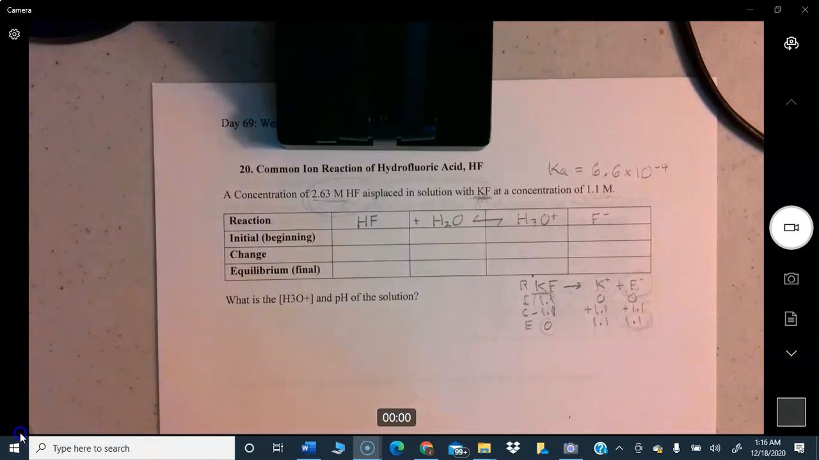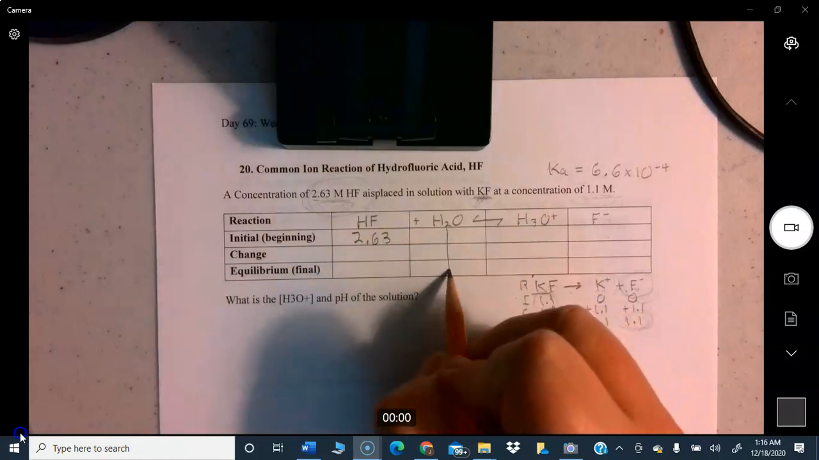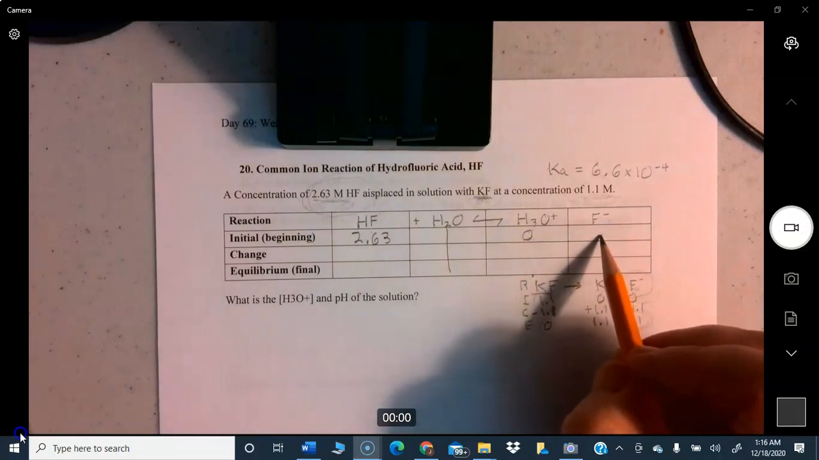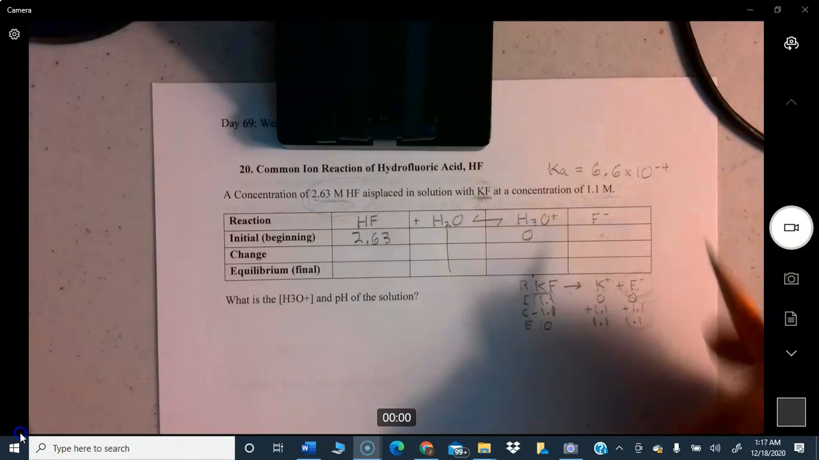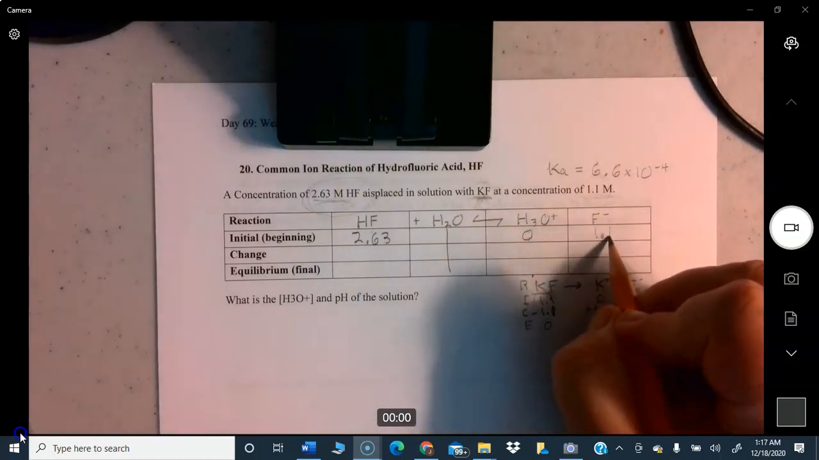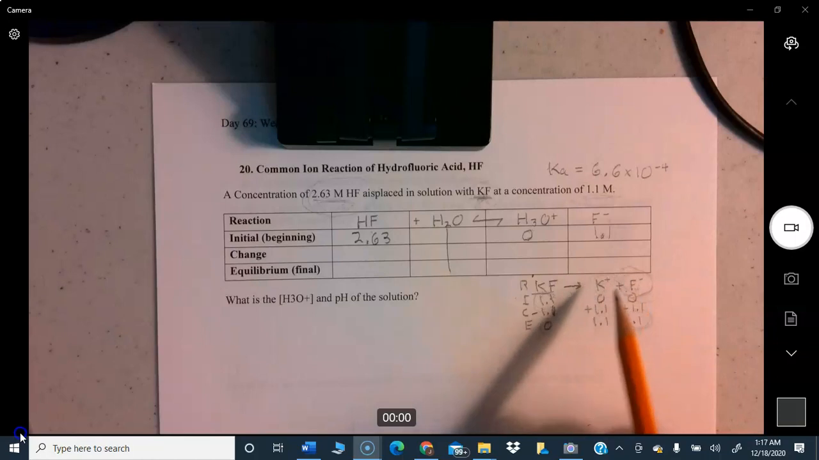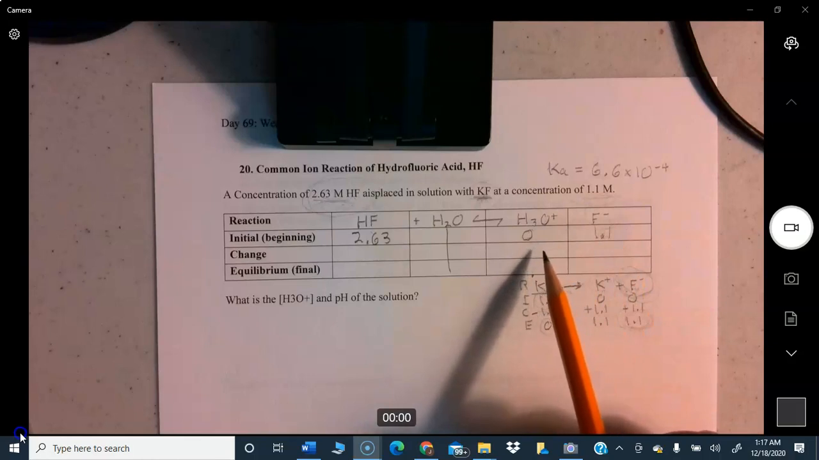So let's go ahead and write the reaction, this HF reaction again. Okay, and now we're ready to fill in. So we have 2.63 molar of HF. We don't do anything with water. We don't start off with any H3O+. This hasn't reacted yet. But here's where the difference is. Instead of this being 0 as it was in the last problem, we're going to start off with 1.1 molar that came from the potassium fluoride. Okay, so notice what ion came out of potassium fluoride. It was F-. What ion is going to come out of HF? It's F-. That's called a common ion.